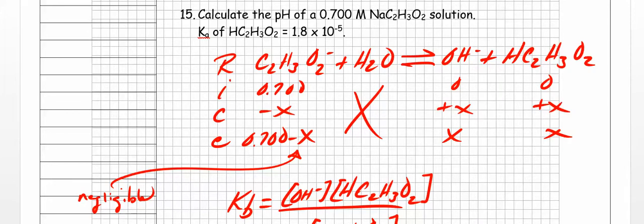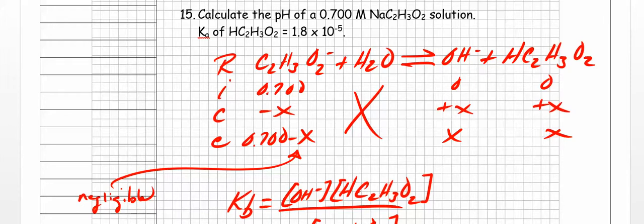It says calculate the pH of 0.700 molar sodium acetate solution. They give me the Ka for the acetate ion as 1.8 times 10 to the minus 5. So the first thing to ask ourselves is, what are we trying to get the pH of? Are we trying to get the pH of a strong acid or base? Are we trying to get the pH of a weak acid or base? No, no, and no. The answer is we're trying to get the pH of a salt. So that's going to involve a hydrolysis equation, and it's going to result in a Rice table.